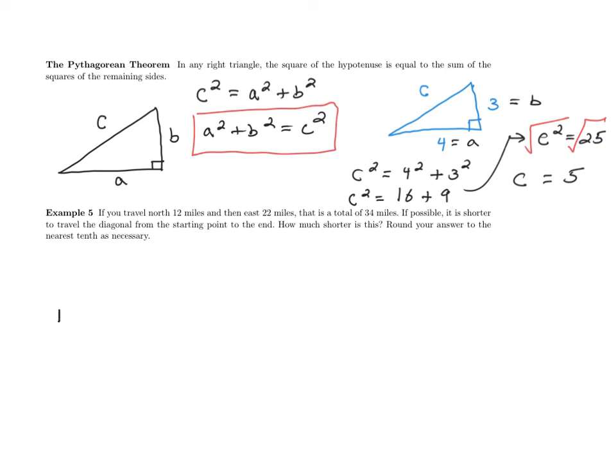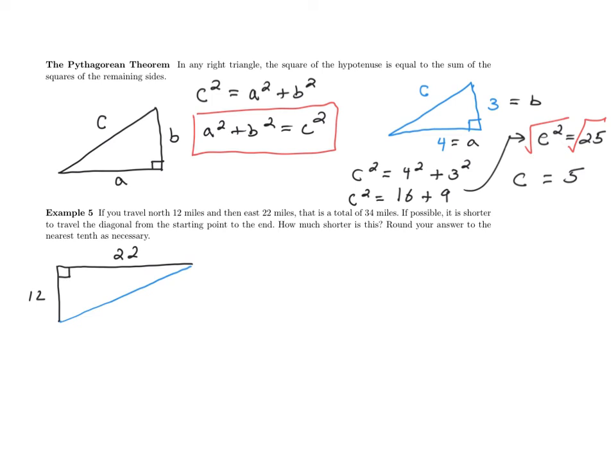We go north 12 and then east 22. So here's 12 miles, here's 22 miles. So if you're in a car or a bike or something like that, it's 12 plus 22, the total distance you traveled. If possible, if you could travel along this path here, this would be a shorter distance if you were on a flat surface.